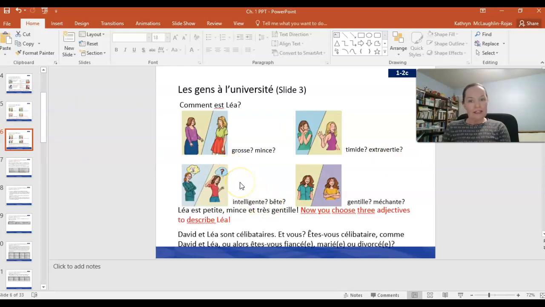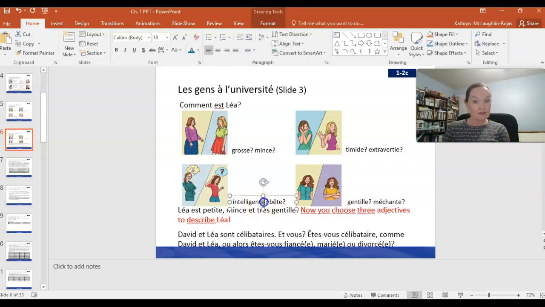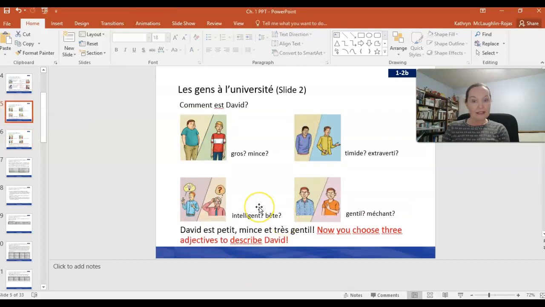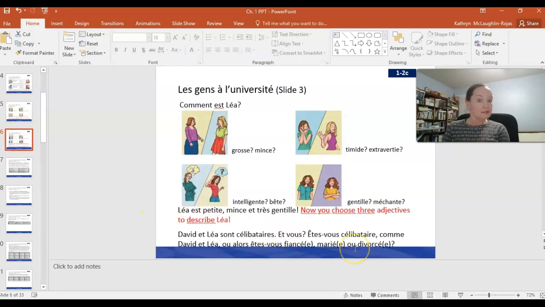Okay, intelligente. Now I'm going to pronounce that T at the end because I've added an E to it to describe Léa. You notice in the previous slide, intelligent is a nasal sound at the end. En, the T is not pronounced, and there's no E on the end, so we don't pronounce that T. Bête, that one stays the same.